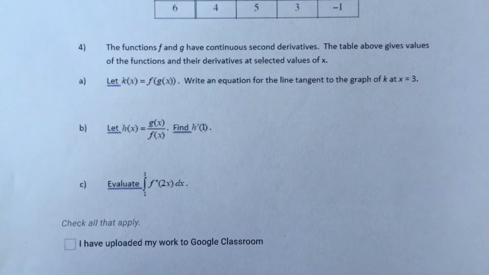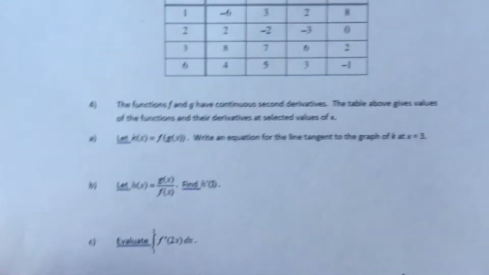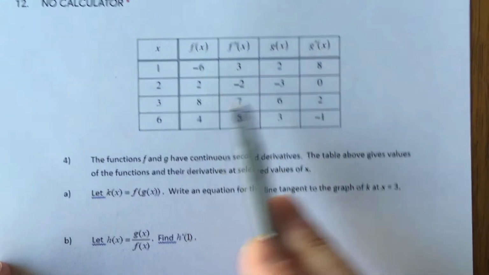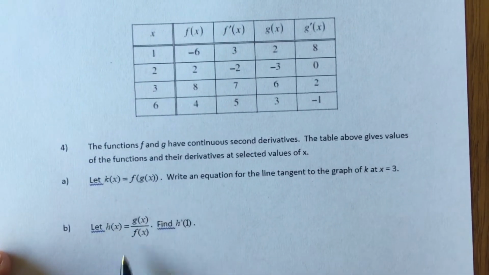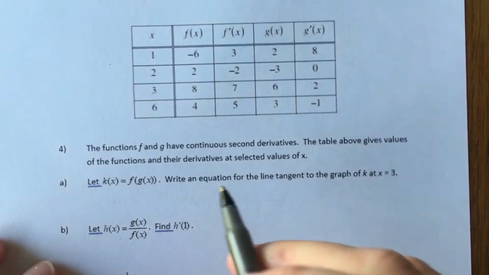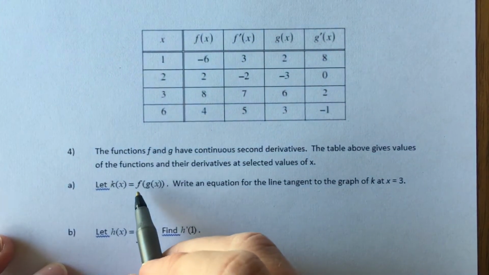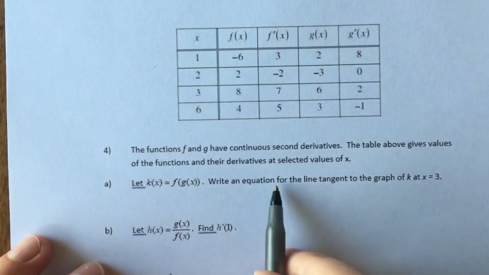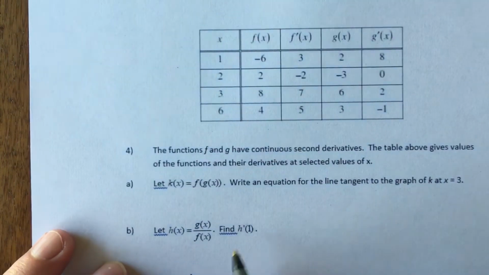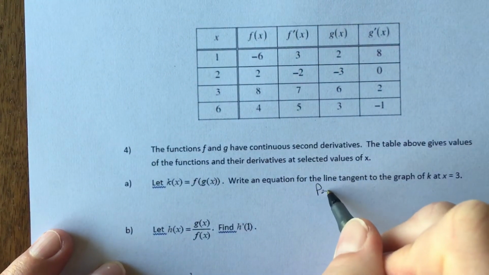All right, this is the second free response problem for review day 18, and it's kind of a straightforward one. We got a table of values here, and then they just keep giving us some different looks to them. So the first one is just a chain rule. We want the equation of the tangent line at x equal 3. So we got to think point and slope.